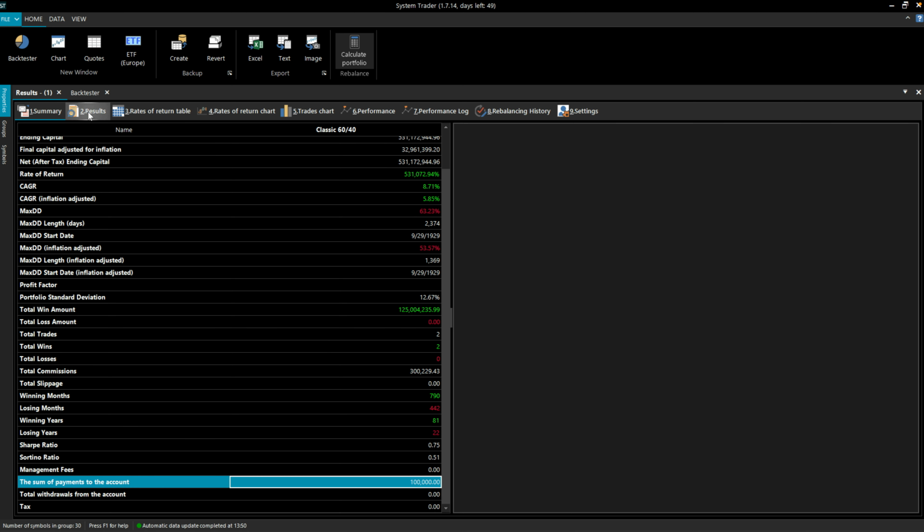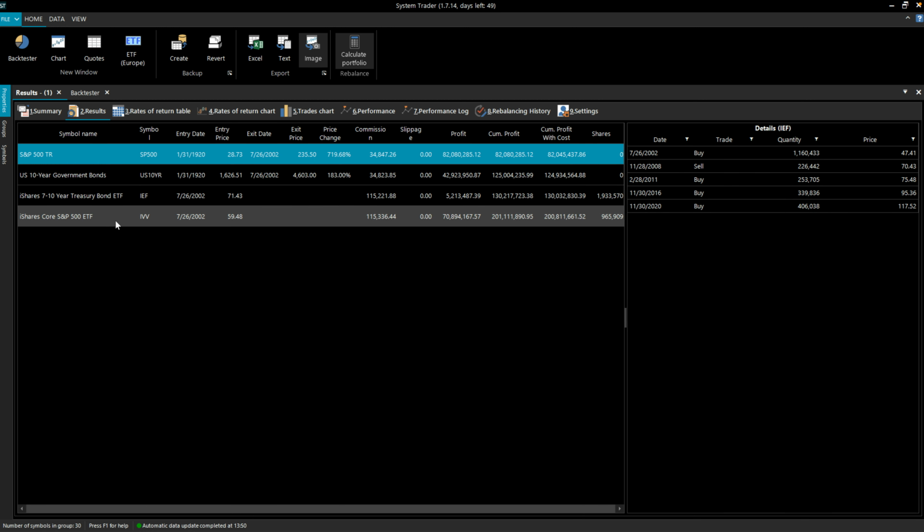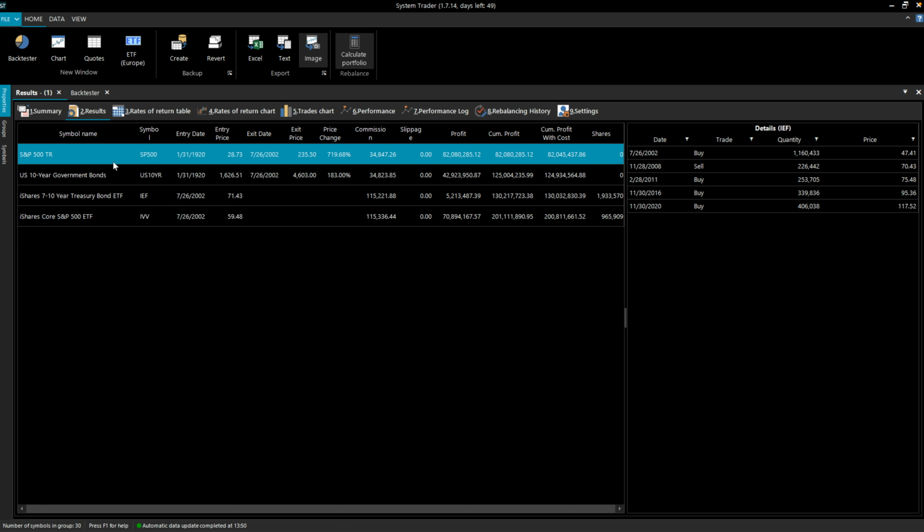Let's go to another tab, results. Here you can see what was happening on each item in the portfolio. And you can be surprised that we have 4 of them, although our portfolio is 60-40, so it should have 60% stocks and 40% bonds.